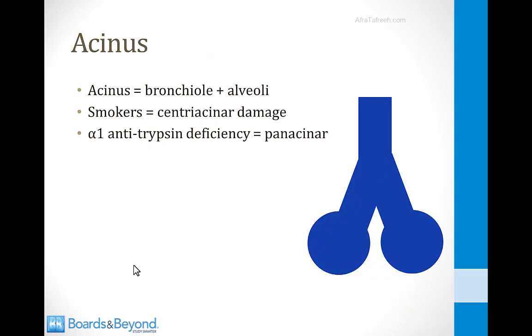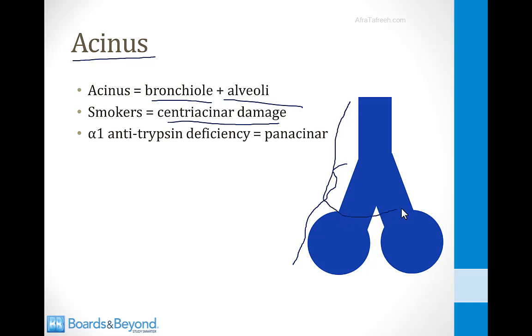Let me review an important term for understanding emphysema, and that's called the acinus. This is a word that means berry, and the acinus in the lungs is the bronchiole plus an alveoli, so this is an example of one right here. Smokers who get emphysema get centri-acinar damage, so they tend to have damage to sort of the branch portion here and less damage to the alveoli.